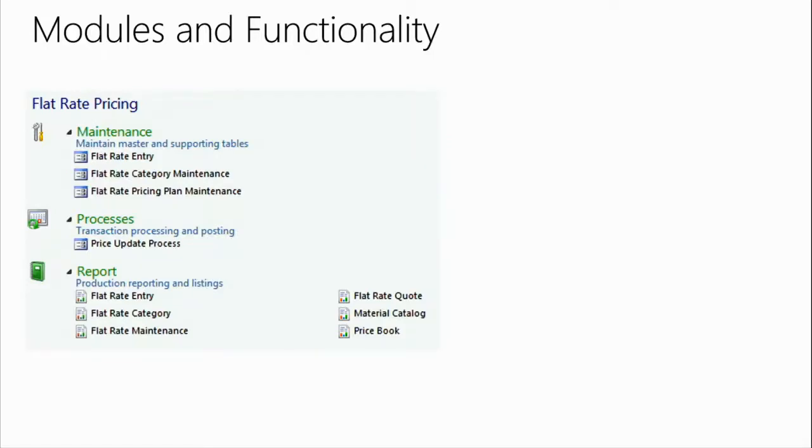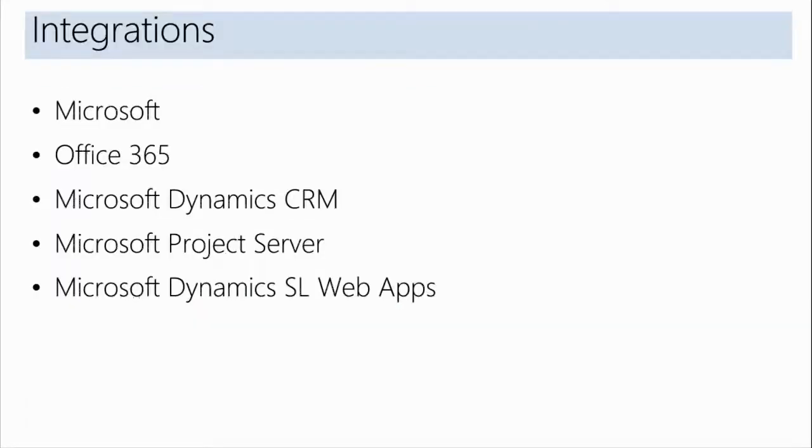So that kind of gives you a quick run through. Hopefully you saw some information in here that excites you about some of the great functionality. Again, this is high level. The next thing we're going to do is jump to the next topic, which is integrations. We'll talk about some areas where we connect to some of the Microsoft products that are out there, including Office 365, and other Dynamics products, including Microsoft Dynamics CRM, Microsoft Project Server, as well as new ways to access Microsoft Dynamics SL information through our Microsoft Dynamics SL web apps.